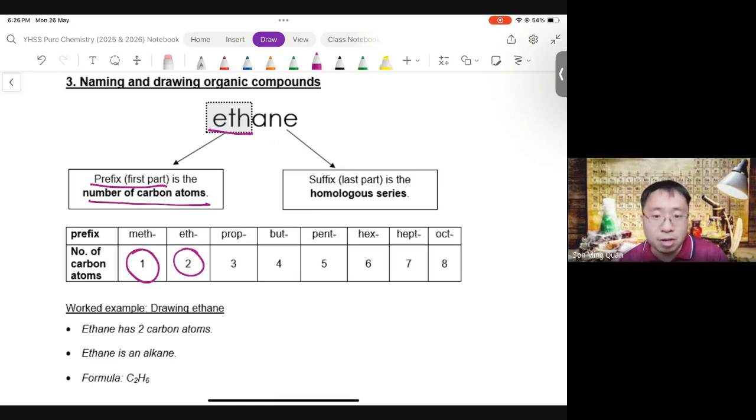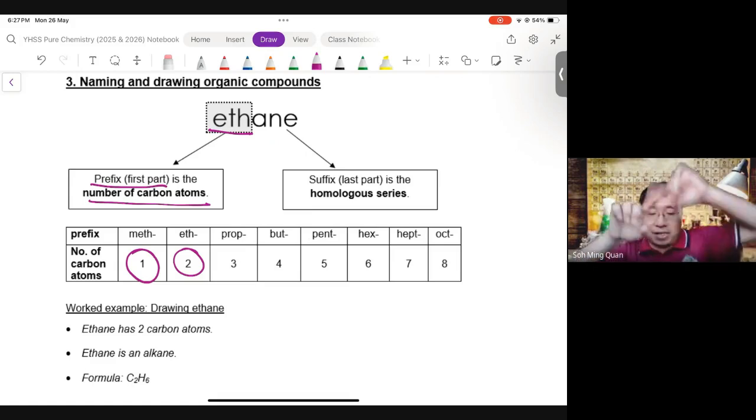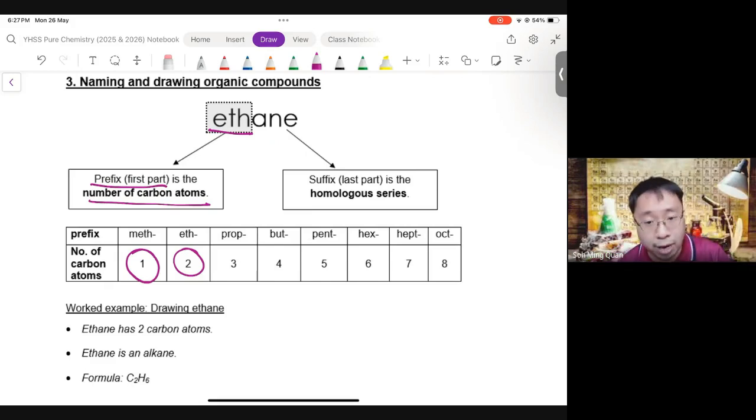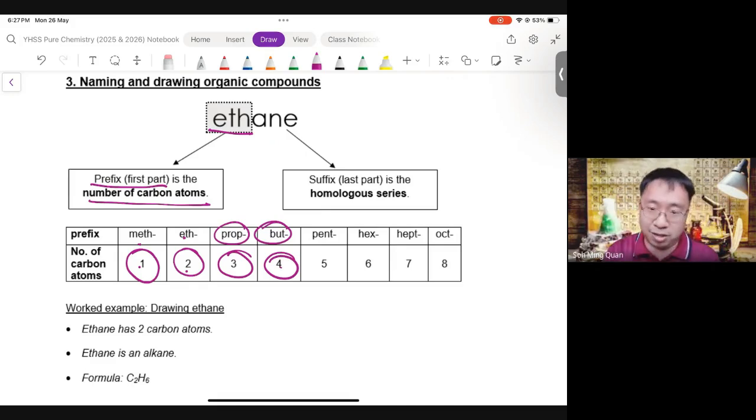Meth is 1. So you might have heard of methamphetamine. Methamphetamine is a drug. The word meth means somewhere in the molecule there is a meth group, which is 1 carbon. All right. So meth is 1 carbon, eth 2 carbon, prop 3 carbon, but 4 carbon. So the first 4 are hard to learn. Meth, eth, prop, but. 1 carbon, 2 carbon, 3 carbon, 4 carbon. So the first 4 must be learned, and it's hard to deduce. But after 4 carbon atoms, the next ones are very easy to learn.